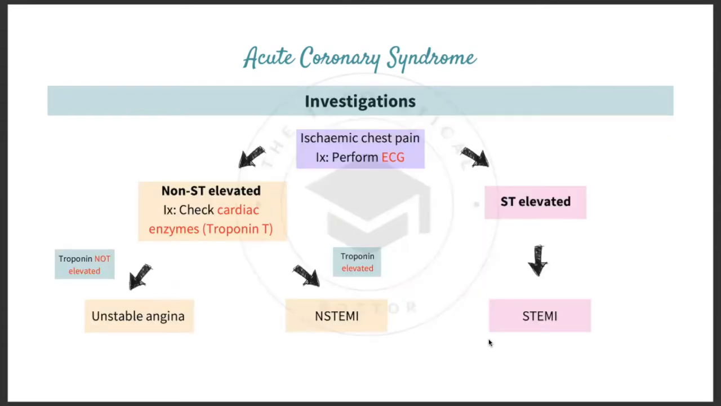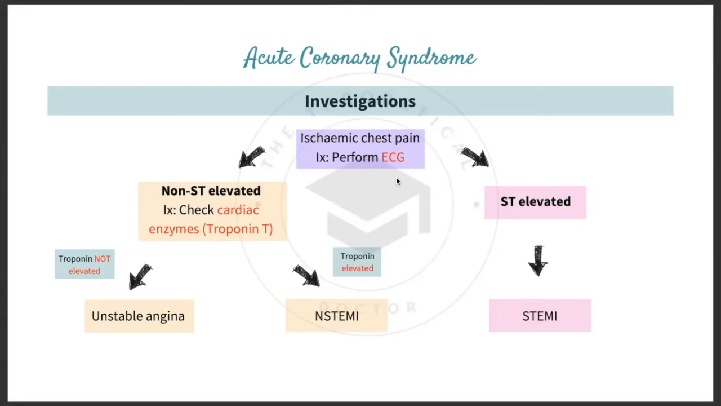So how do you go about the investigation? First of all, if a patient comes in with ischemic chest pain, basically you suspect that this patient may be having a myocardial infarction or even an unstable angina. You're just not sure. First of all, you need to perform an ECG. And from the ECG, you will take note of the ST segment. Is it elevated or is it not elevated?